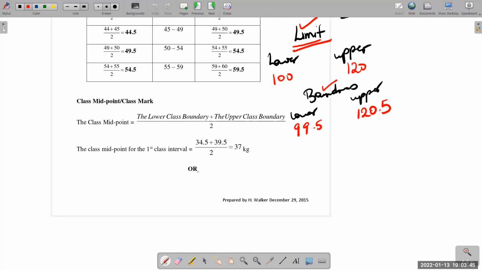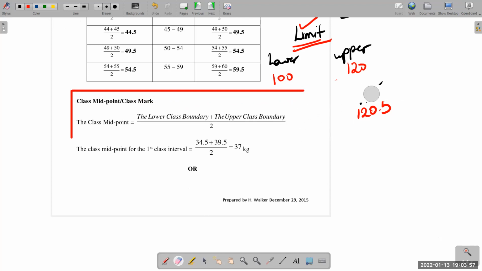Okay? So looking here, we see this is the formula, and this is something y'all will need to write out in your books as well. The formula for the midpoint is you add the upper and the lower and you divide by 2. Everybody see that? Pretty simple.